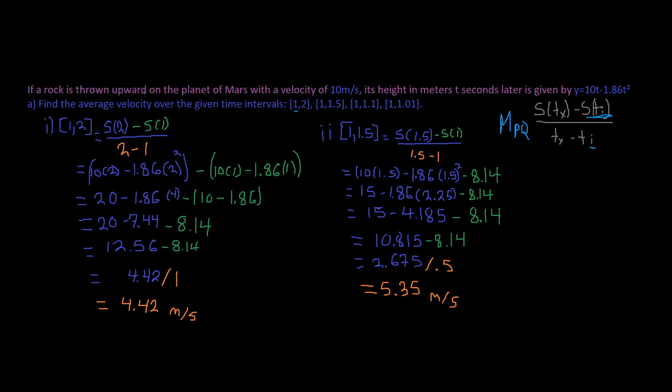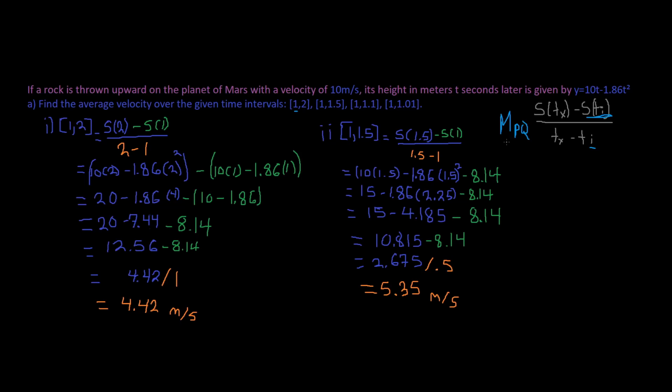A rock is thrown upward on the planet Mars with a velocity of 10 meters per second. Its height in meters t seconds later is given by y equals 10t minus 1.86t squared. Find the average velocity over the given time intervals: [1, 2], [1, 1.5], [1, 1.1], [1, 1.01].